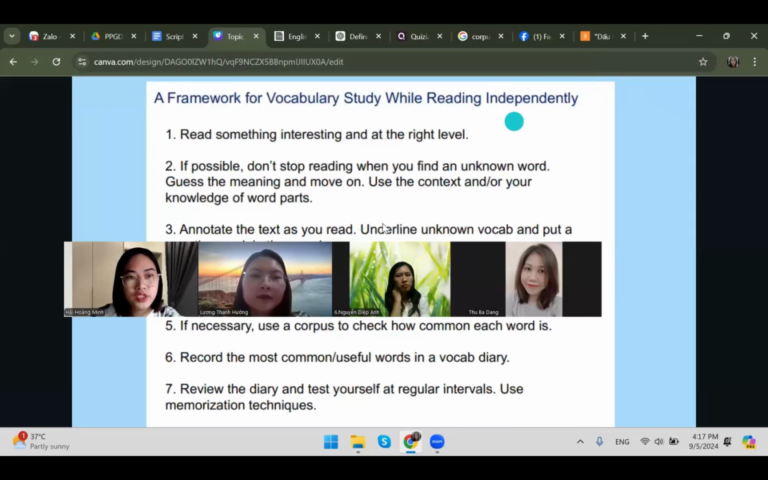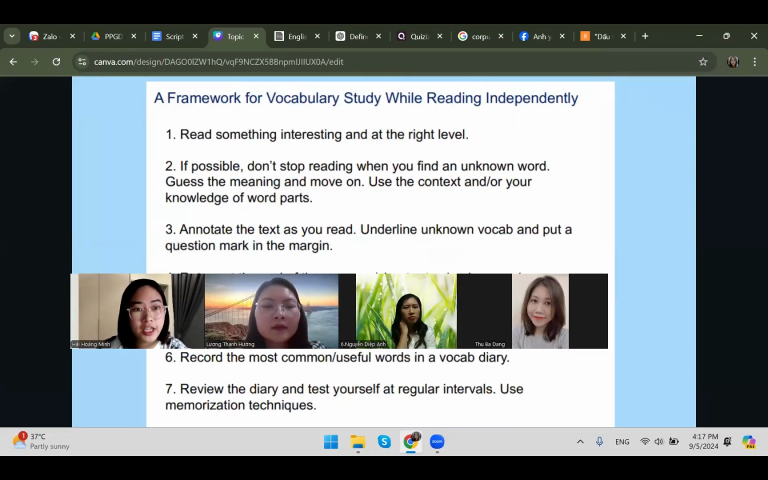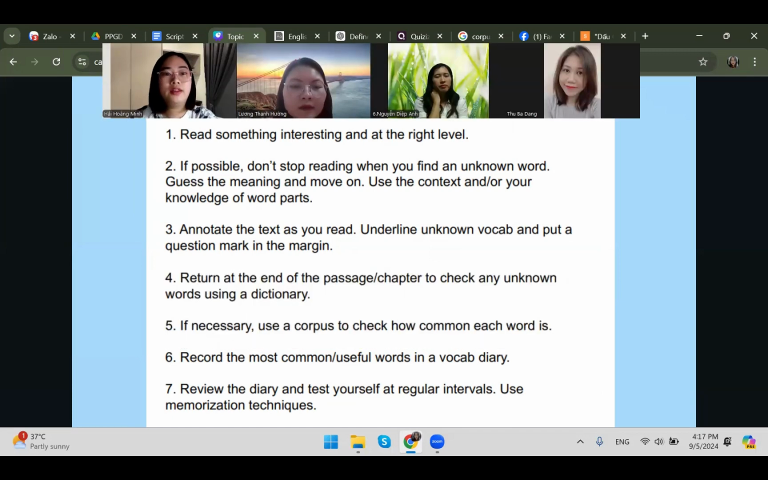Okay, so in conclusion, we have 7 steps for vocabulary study while reading independently. Remember that the first one, we should read something interesting, right? And at the right level. And step number 2, while reading, just guess the meaning if you face any unknown word, and use the context and your knowledge of word parts to guess the meaning of the words. Step number 3, if you face any new word, try to annotate the text and underline the keyword, the new vocab, and you should put a question mark in the margins.